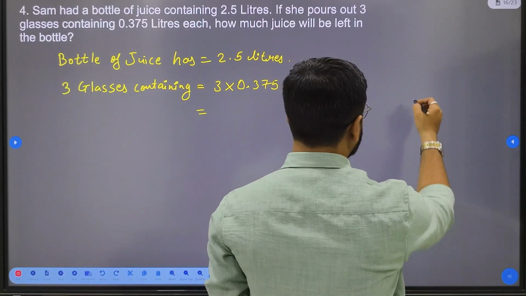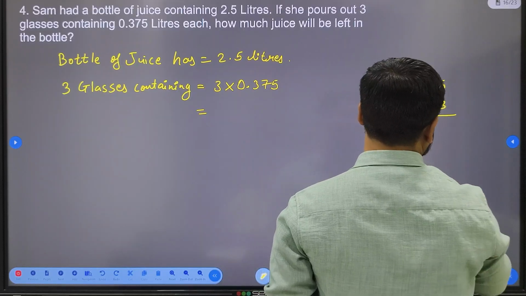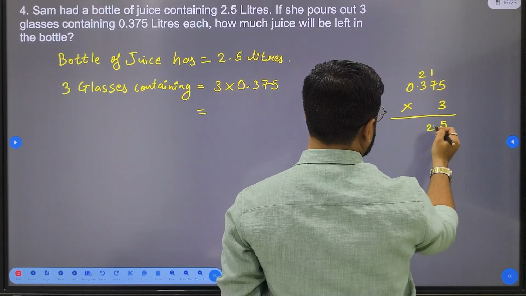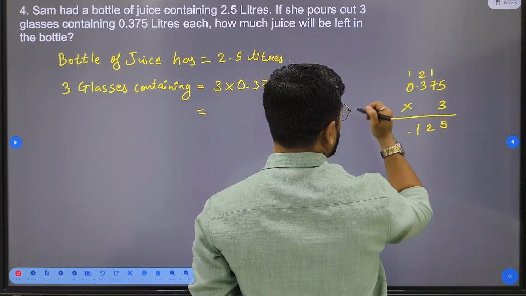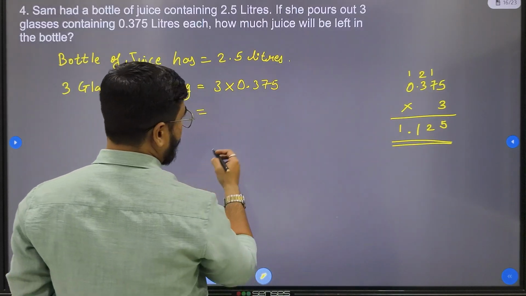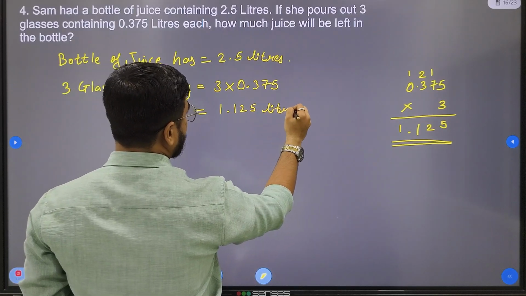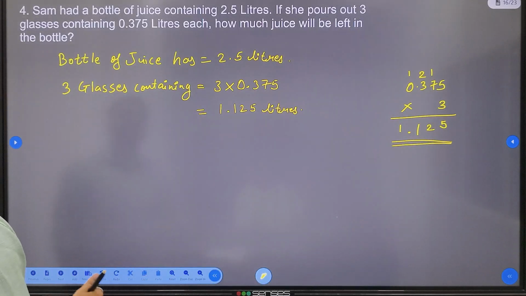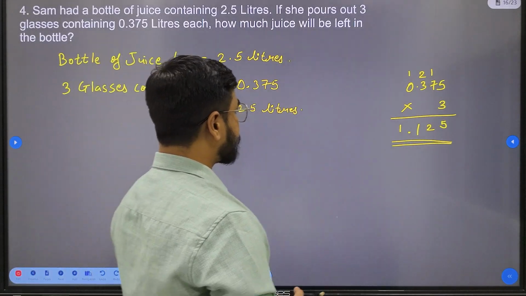Let's do the multiplication. 0.375 multiplied by 3. 3 into 5 is 15. 3 into 7 is 21, plus 1 is 22. 3 into 3 is 9, plus 2 is 11. 3 into 0, 0 plus 1. So she has poured completely 1.125 liters in the glasses. How much juice will be left in the bottle? So there is some juice which is left. So let's check that out.